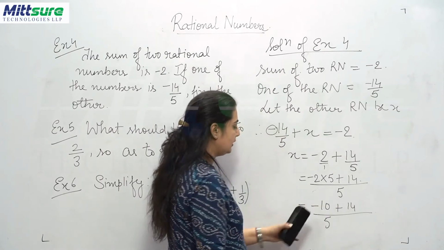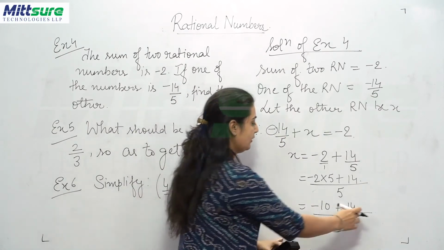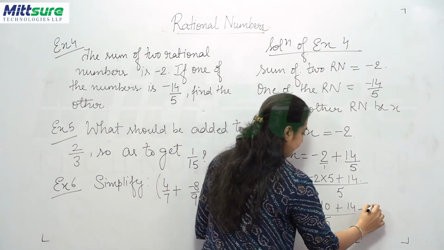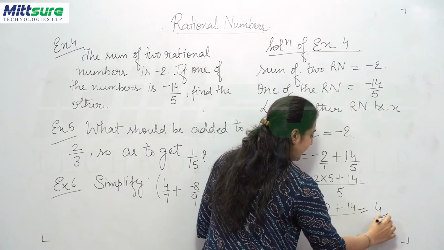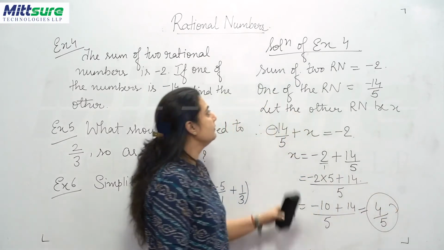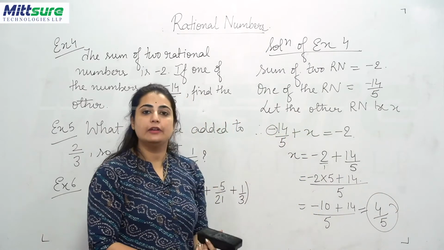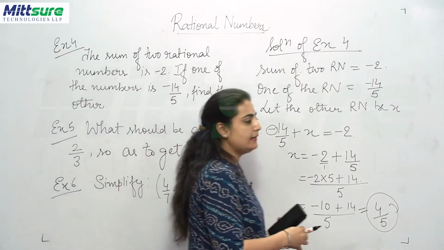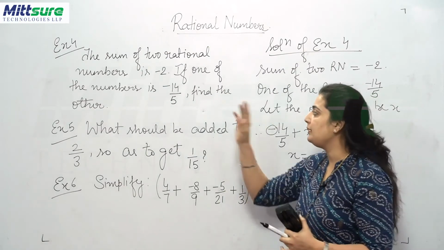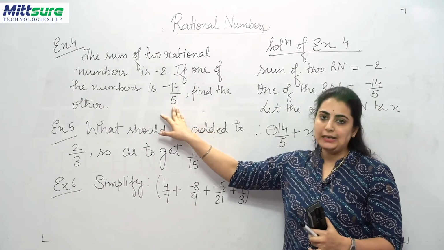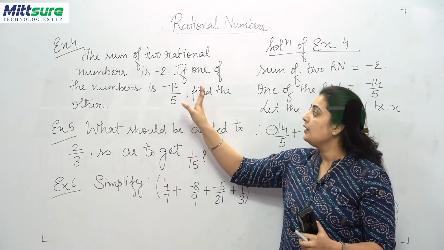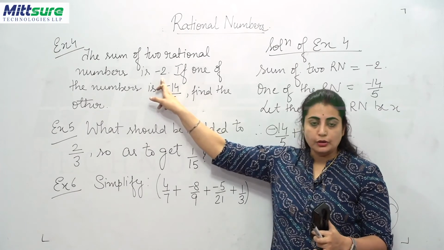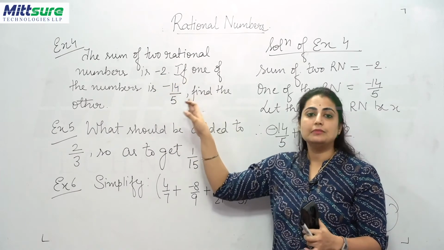So what is your result here? Minus and positive sign will give you 4 upon 5 as the other number which you need to find out in the given question. So let's see again what we have done. The question said that there are two numbers which have been added. One of the numbers was minus 14 upon 5. When it was added to a certain number, the sum came to be minus 2. So you were supposed to find out that missing number.